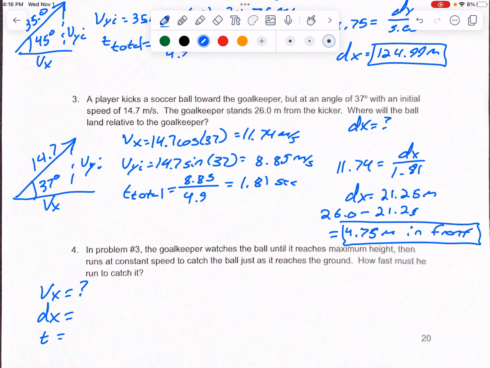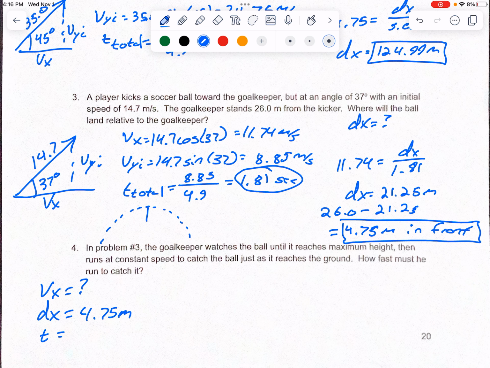Now, we've got to figure out what our dx is and what our t is. Now, if he wants to catch the ball, we know that ball is going to land 4.75 meters in front of him. So that's how far he has to go, 4.75 meters. Now, time, be careful with time. I do know the whole time. That is from launch to where it goes up and then comes back down. It says the goalkeeper watches the ball until it reaches the maximum height and then he starts running. So it means he waits until it reaches the top and then he starts going.